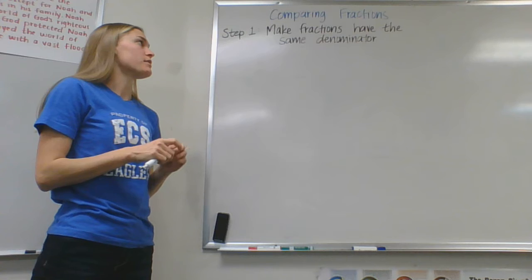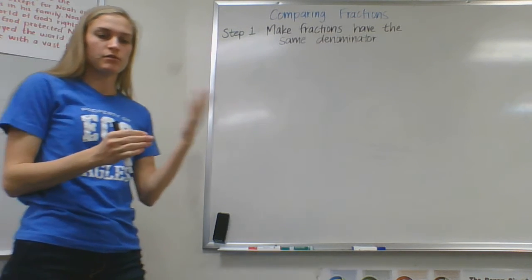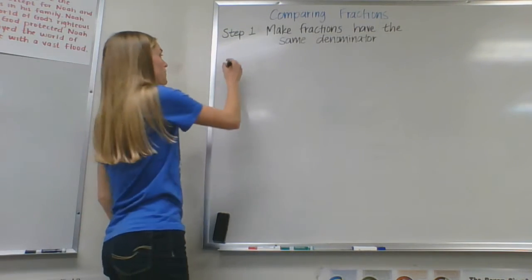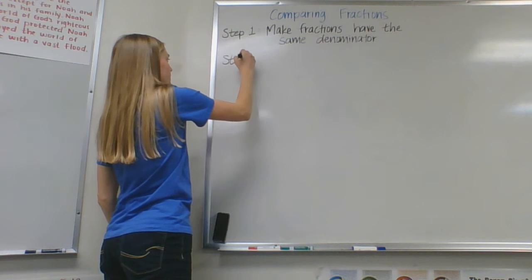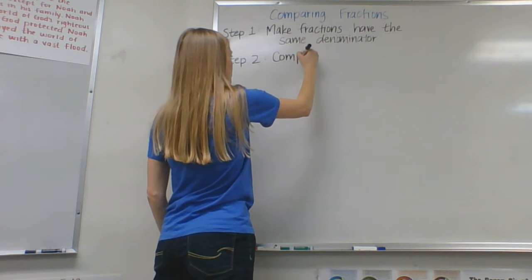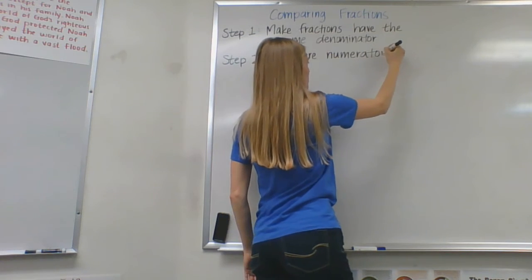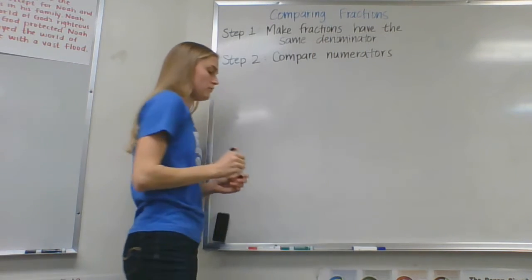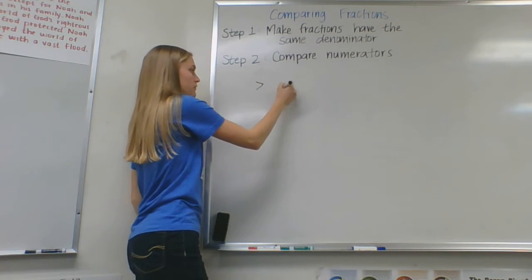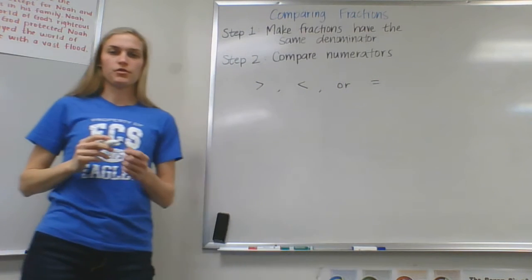After you have the same denominator on both of your fractions, how you compare them is you just look at the numerators. Whichever has the bigger numerator is the bigger fraction. So that's step two. Step two, compare numerators. You'll be using greater than, less than, or equal to compare the fractions.